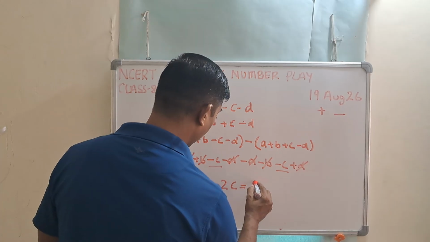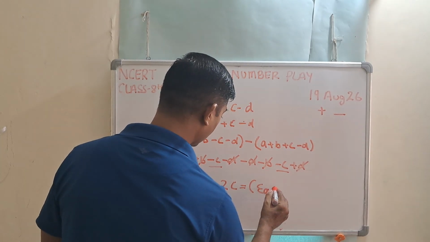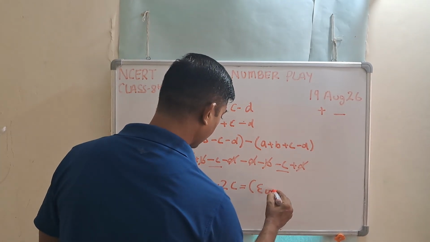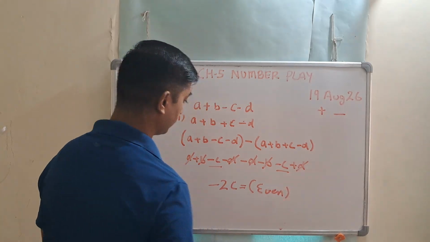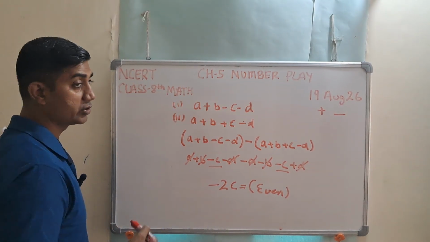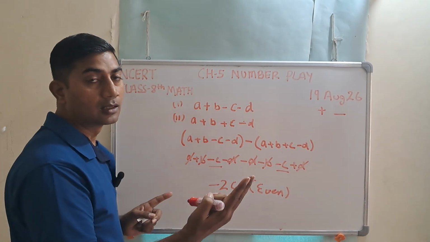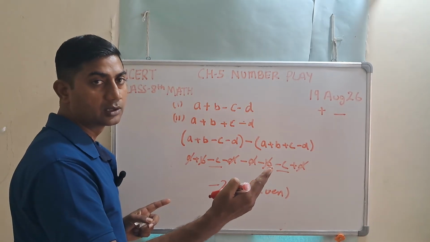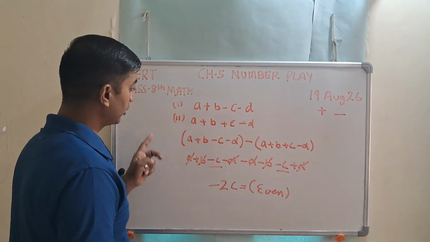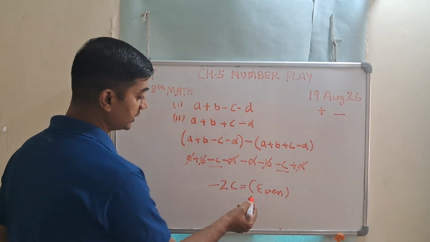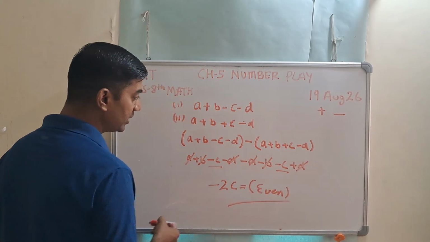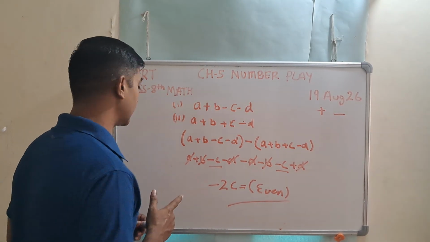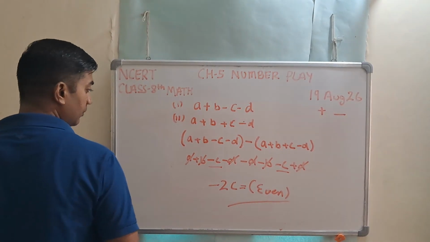This is our result, and this is an even number. This is our conclusion, which we have reached by taking the example of 3, 4, 5 and 6. Now this is the general conclusion, that the result is always an even number, and we will see it with one more example.